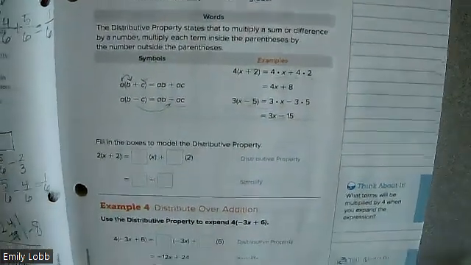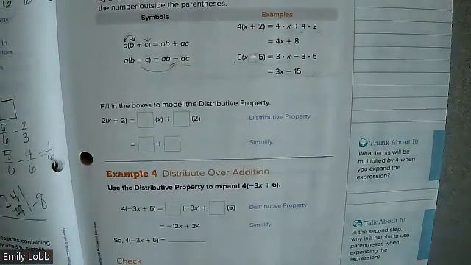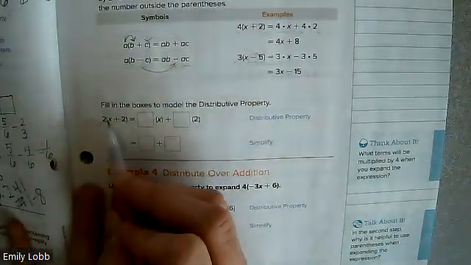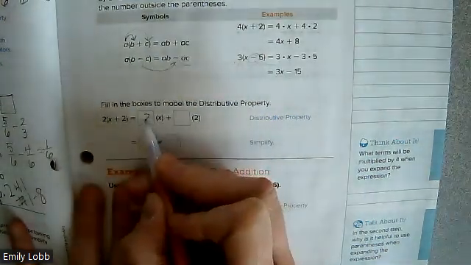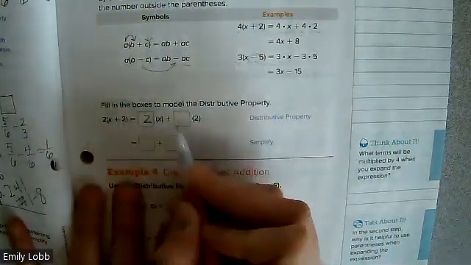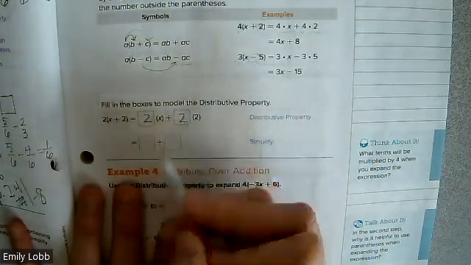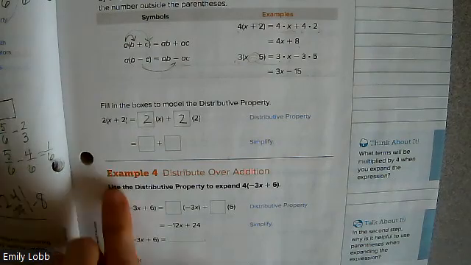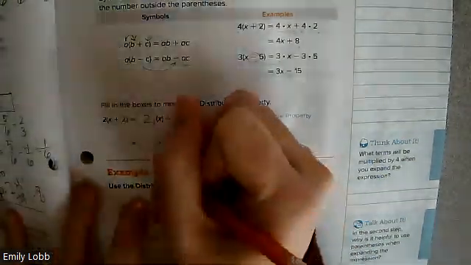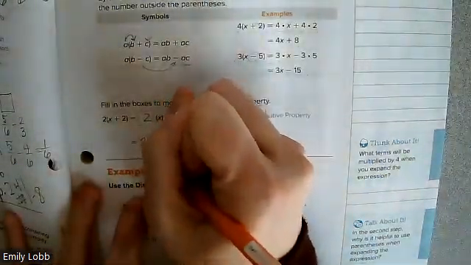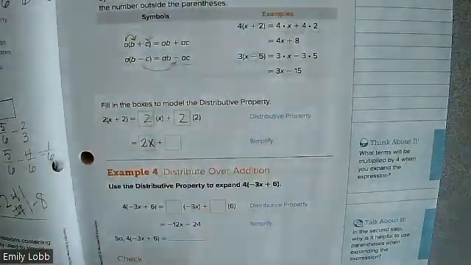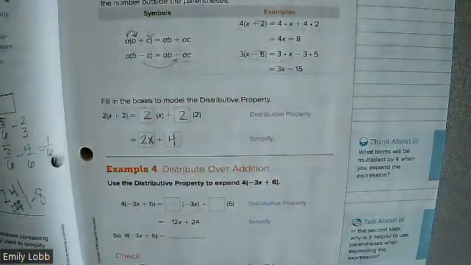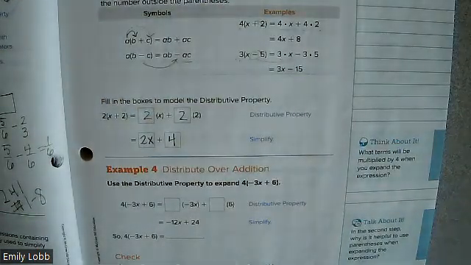So if we were to fill in the boxes to model the distributive property here, this 2 has to be multiplied by the x, and this 2 has to be multiplied by the second term, which also happens to be 2. And then they just want us to simplify. 2 times x is simply 2x, and 2 times 2 is 4. That's all we have to do here.